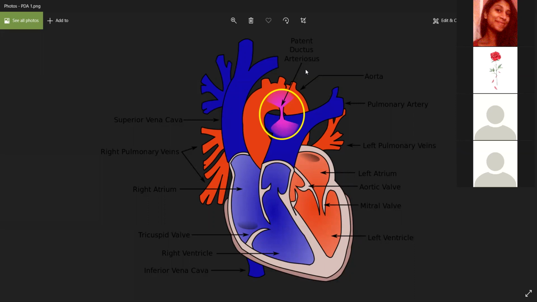Normally, your ductus arteriosus will close spontaneously after birth within about a week or so. Normally, it will just close on its own and just disappear. However, if your PDA persists beyond the first week, it is very unlikely for it to close spontaneously anymore. That is why the congenital heart disease or defect is formed.